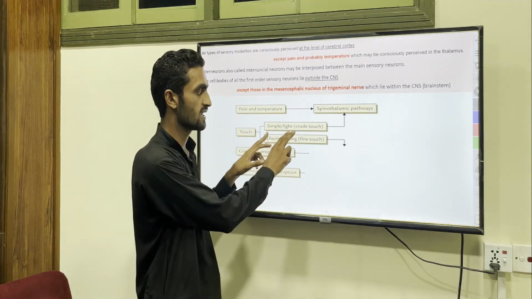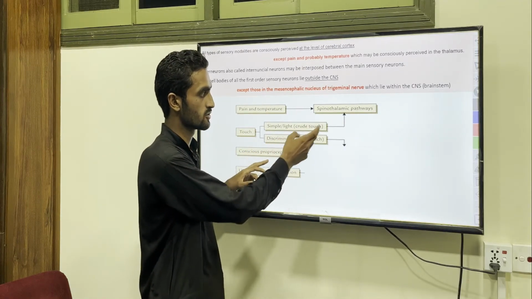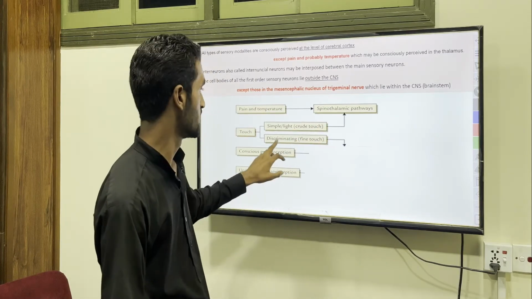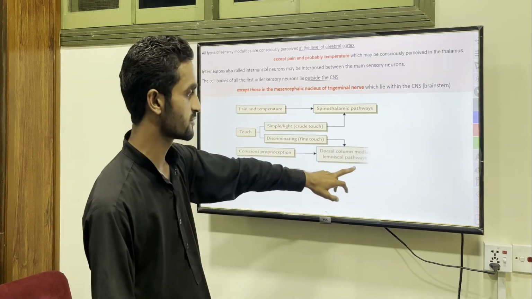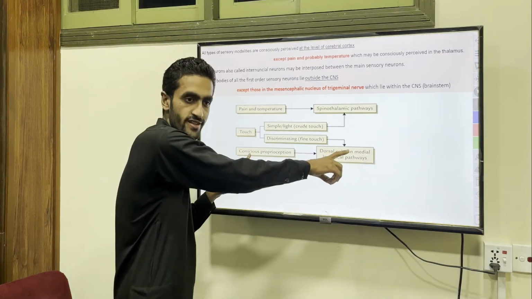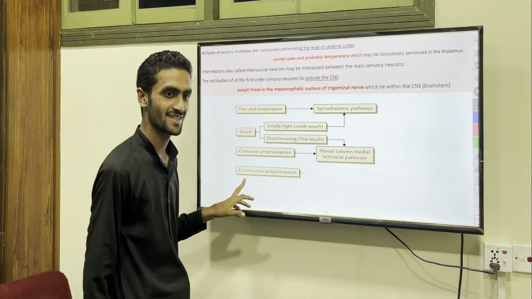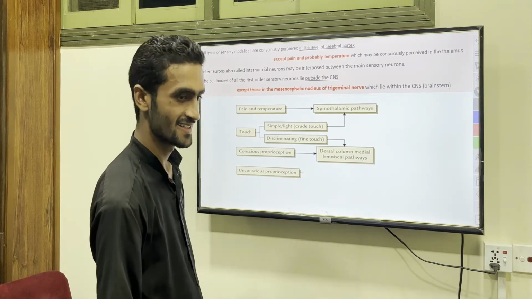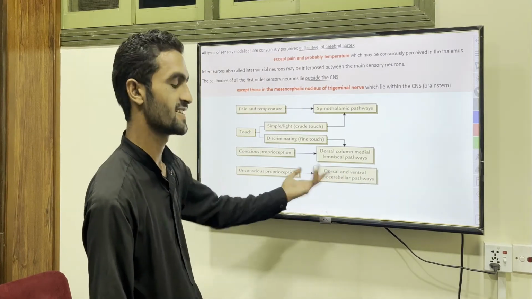If it's simple or light, or you can say crude touch, it goes to the anterior spinothalamic. If it's discriminative touch, it goes to the dorsal column. For conscious perception, dorsal column. For unconscious, what? Spinocerebellar pathway. Yes, dorsal and ventral spinocerebellar.